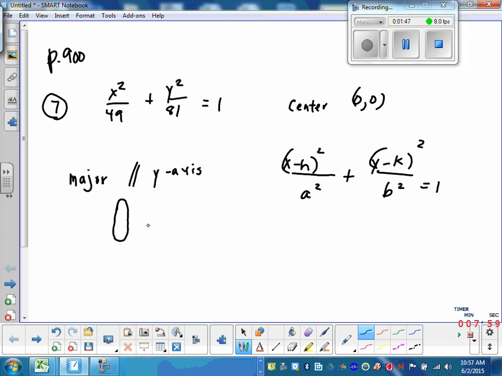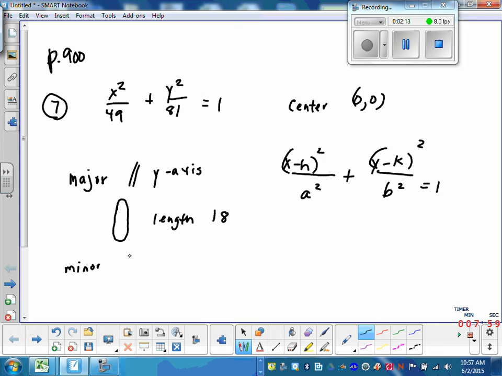So what is the length of the major axis? It's going to be the square root of this doubled. The square root of 81 doubled is going to be 18. Okay? And the minor axis, yes, the square root of 49 doubled.